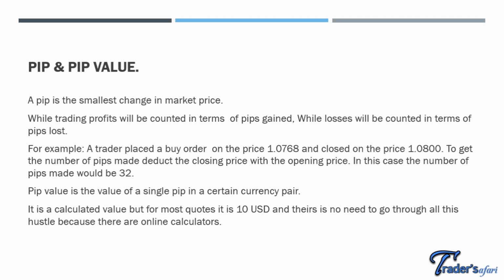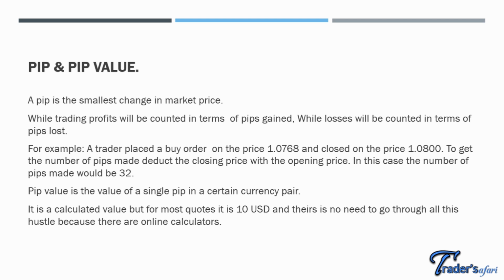We have an example right here. A trader placed a buy order on the price 10768 and closed on the price 10800. To get the number of pips made, deduct the opening price from the closing price. In this case, the number of pips made would be 32. So that's what you do: you take the closing price and deduct the opening price to get the number of pips made. Simple as that.